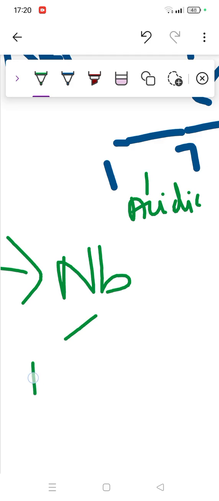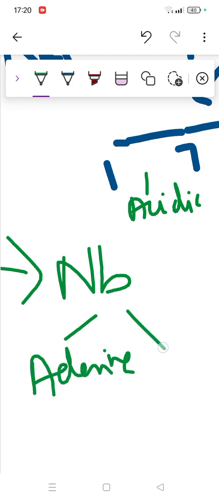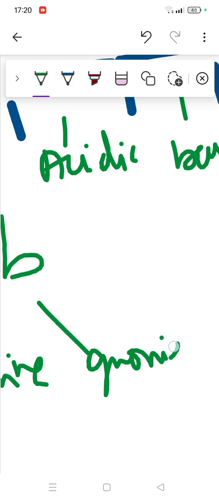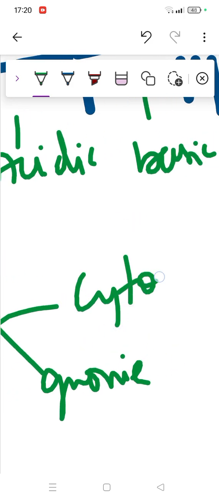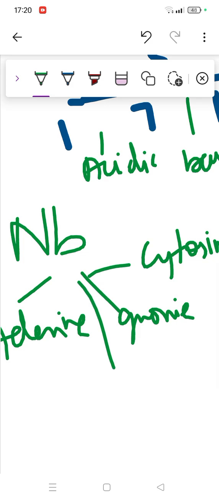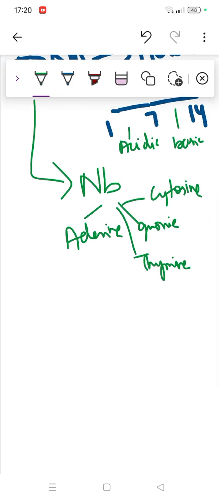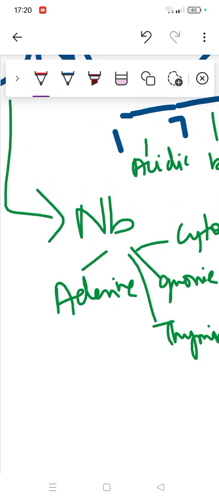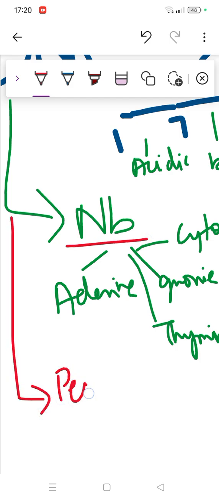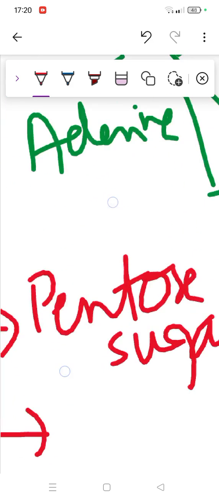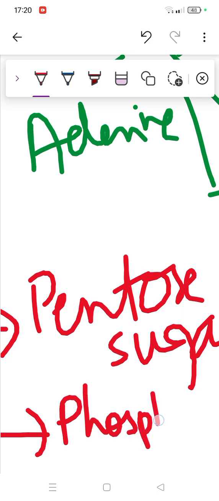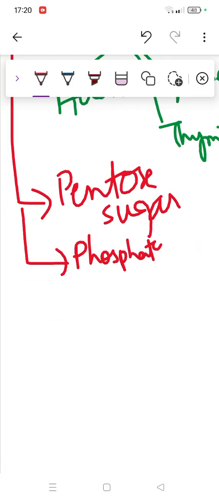Nitrogenous bases are what? Adenine, guanine, cytosine, and the last, thymine. These four nitrogenous bases are present, right? And when we talk about the composition of DNA, it is made up of three things: nitrogenous bases, second, pentose sugar, and the last one, a phosphate group. These three things. So today's topic is about packaging of DNA.